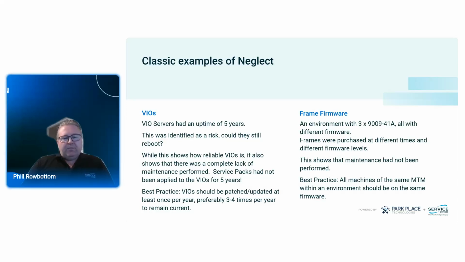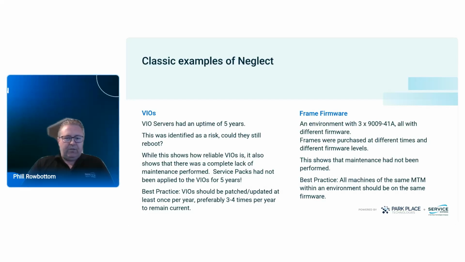Similar things with frame firmware. Sometimes you'll see an environment with multiple frames of the same model, and they'll have different firmware levels. They may have been purchased at different times and came out of the factory with different firmware, and that's what they've still got, a few years later. Again, lack of maintenance. That's what it shows.